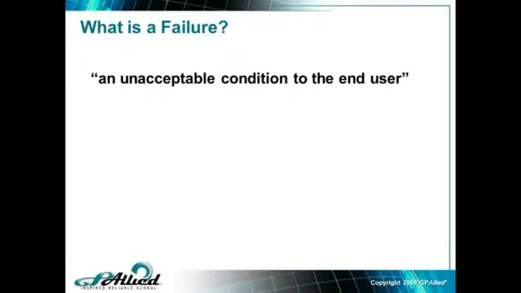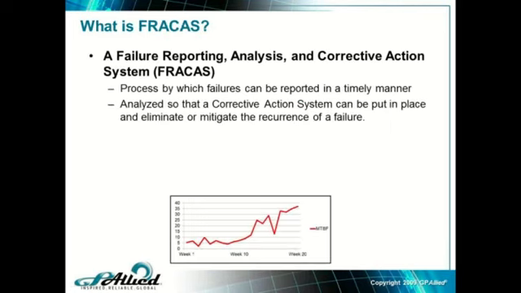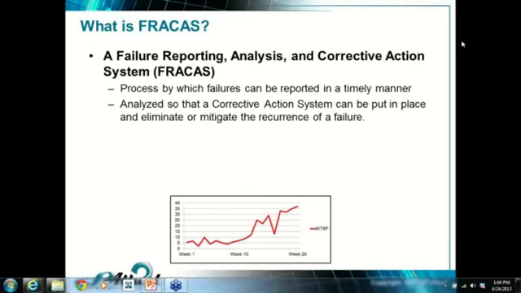First thing we talk about is what is a failure? Well, a failure is an unacceptable condition to the end user. That could be rate, it could be it's broken. There are many things that we can consider a failure. And what is FRACAS? Well, FRACAS is a process by which failures can be reported in a timely manner, analyzed so that corrective action can be put in place to eliminate and mitigate the recurrence of a failure. So essentially, we want a process in place that says when we have failures, whether it's multiple failures or a large failure, this is how we're going to resolve it.